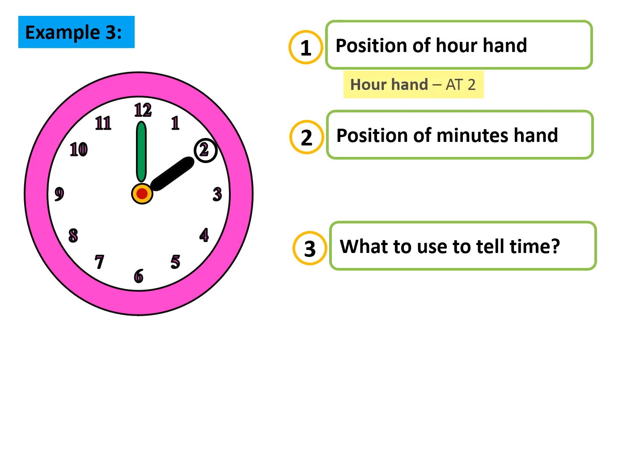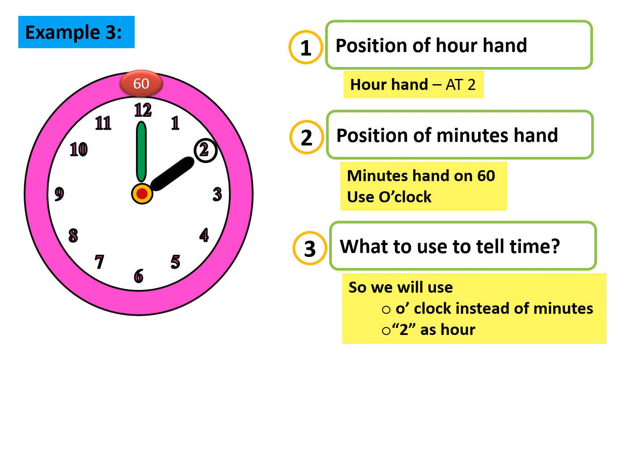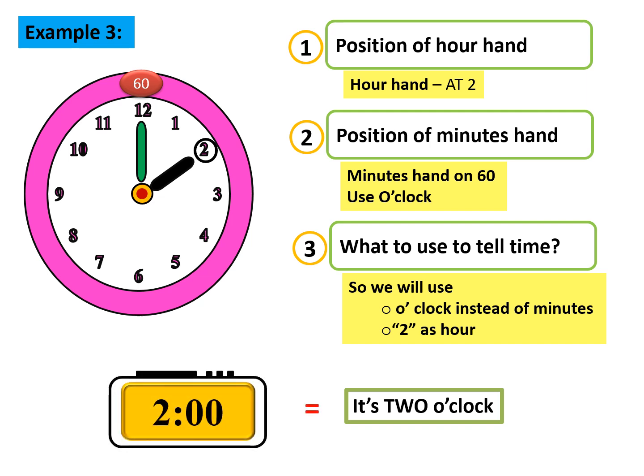In example 3, the hour hand is at 2 o'clock, means 2 hour, and the minute hand is at 60 minutes. So as the minute hand is on 60, we use o'clock instead of minutes, right? So the time is 2 o'clock. So if you want to write down the time in digital format, it will be 2 hours and 0 minutes.